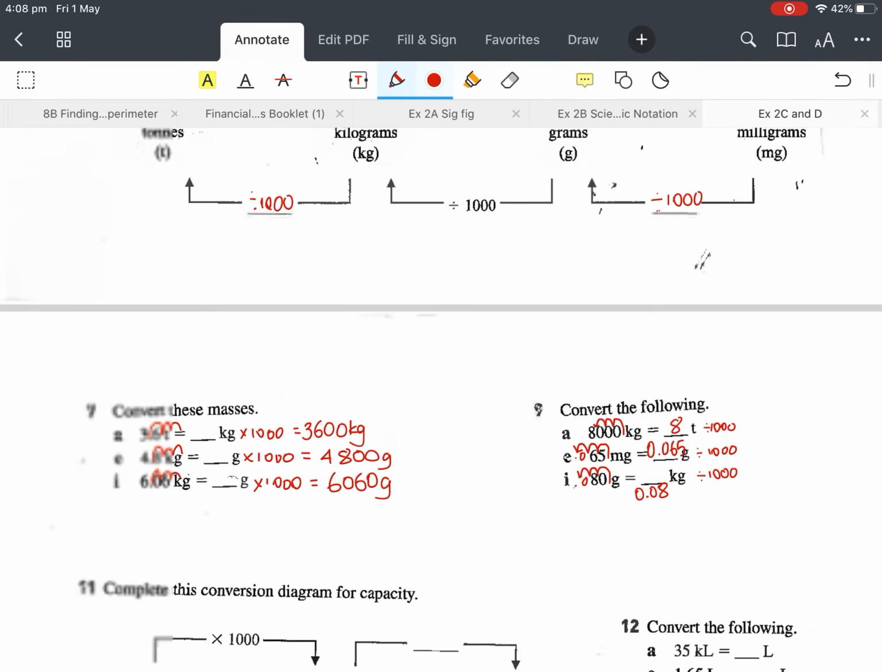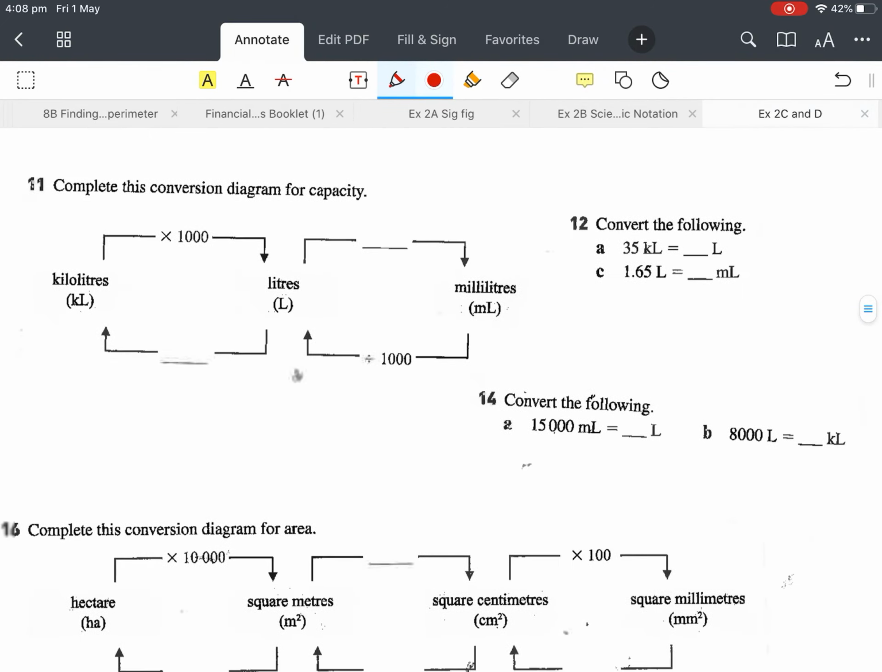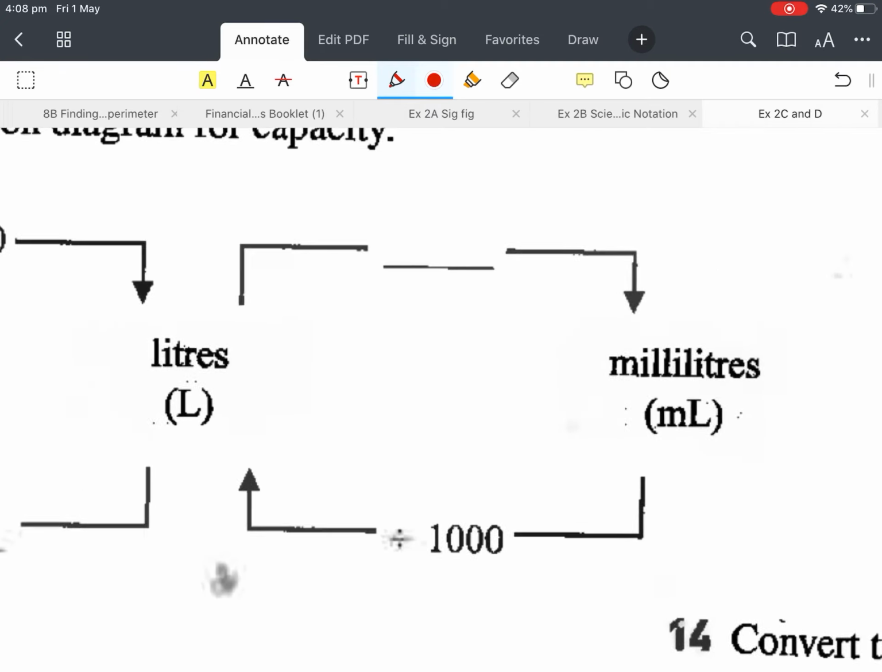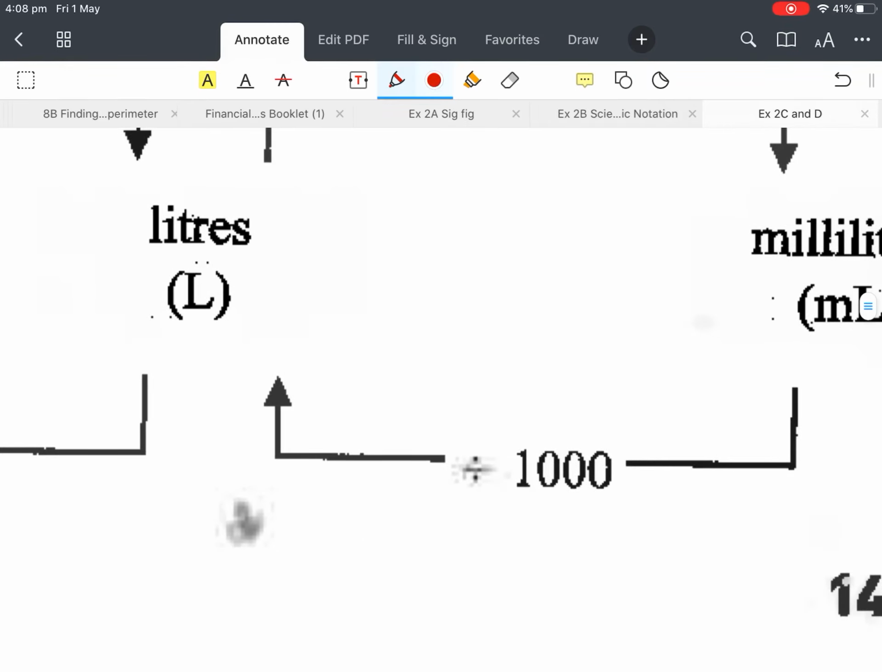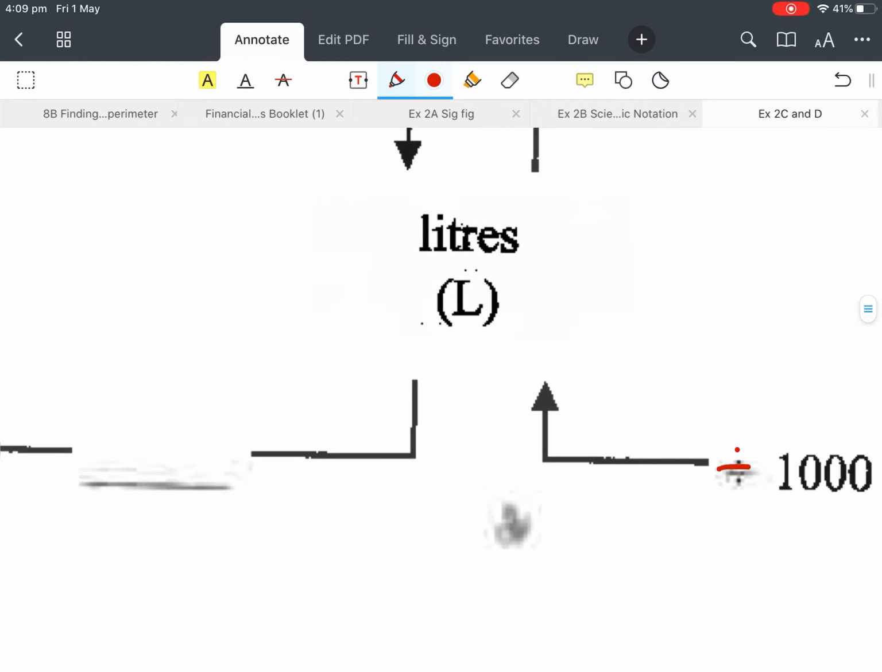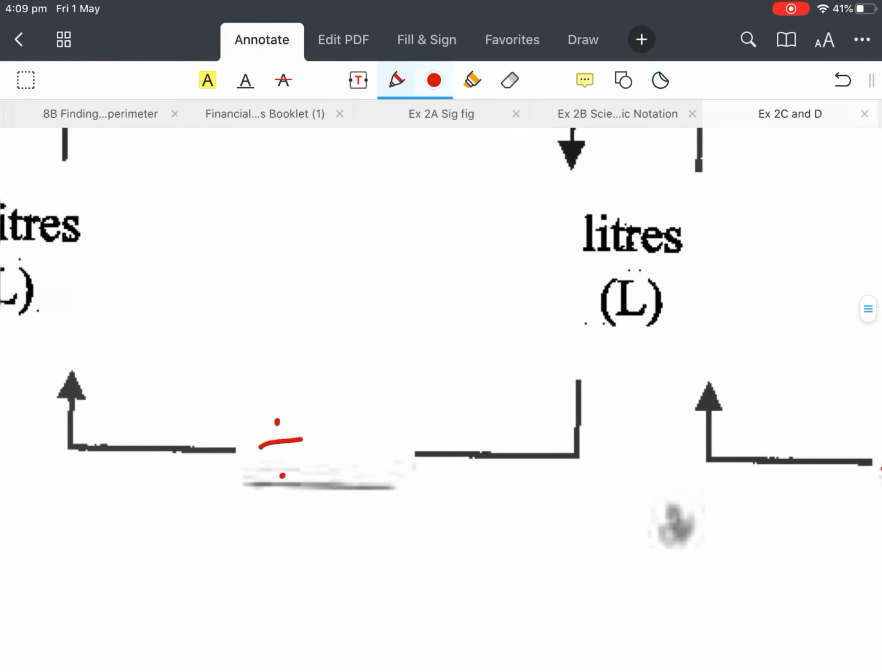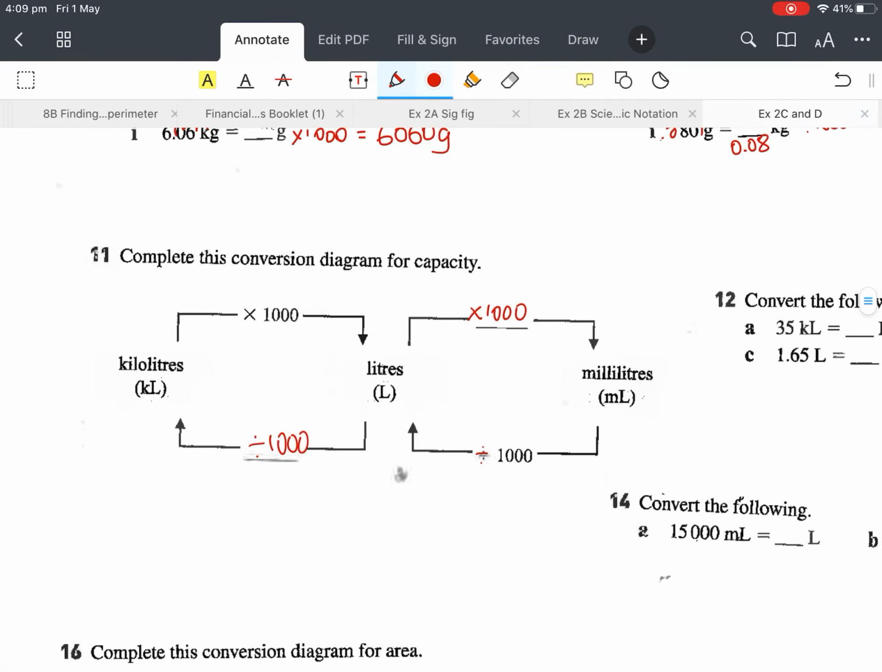Okay, all right, let's try the next one. 11, complete this conversion diagram. So litres capacity is the same as well, okay? Timesing and dividing by 1,000. So if we go from a big unit to a small unit, litres to milli, we times by 1,000. If we go from a small unit, milli, to a bigger unit, we divide by 1,000. So this one will be divide by 1,000 too.